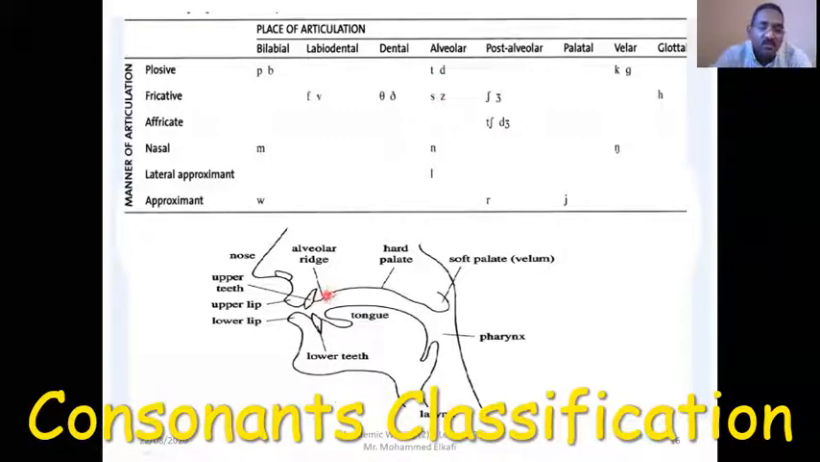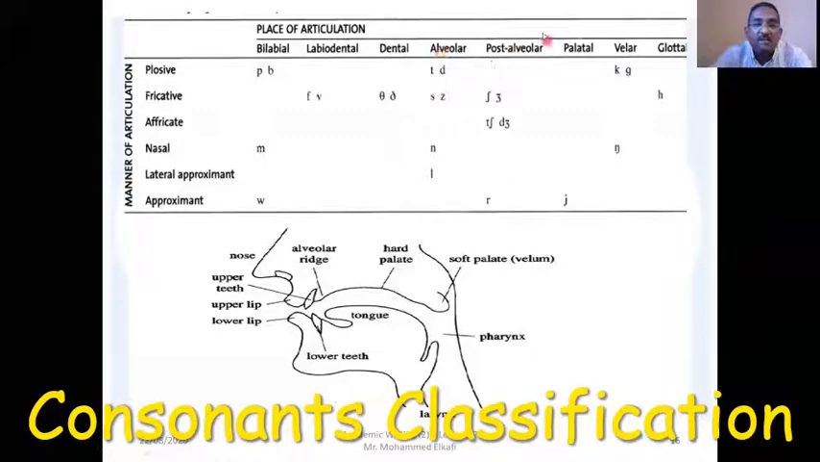So these also come from the alveolar ridge, okay, this is the place of articulation, alveolar ridge. Na, also from the alveolar ridge, and la, also from the alveolar ridge, okay.